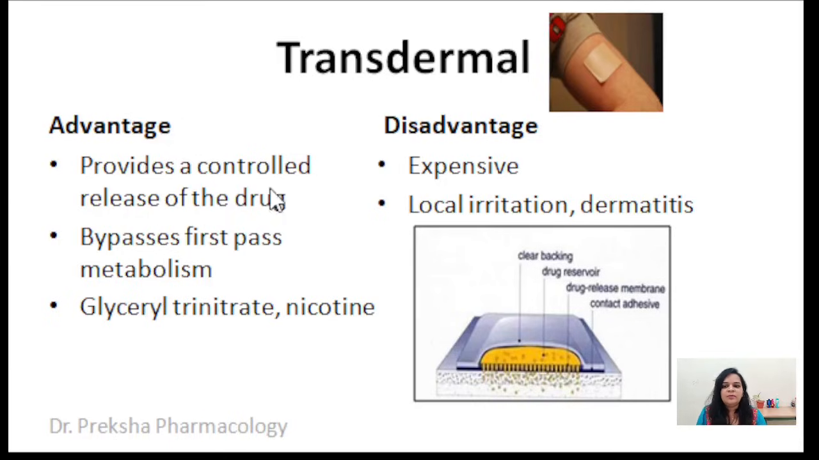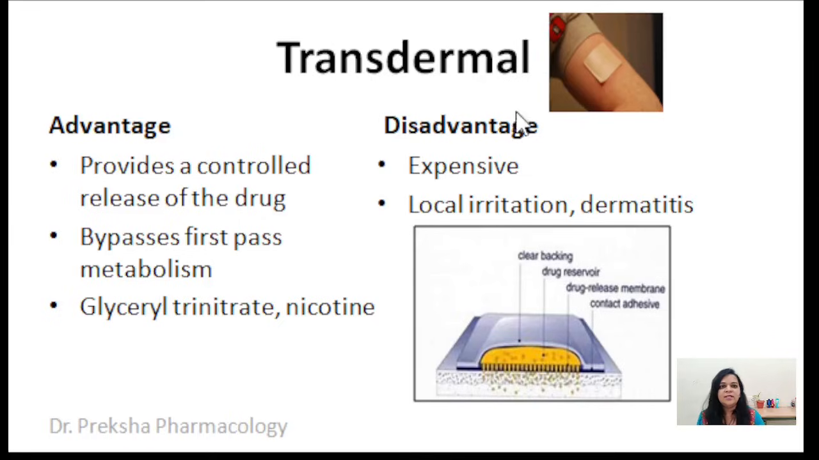and it will provide continuous smooth plasma concentration of the drug in the blood. It also bypasses the first pass metabolism. For example, glyceryl trinitrate and nicotine patch that you can give by transdermal route. Disadvantage of this route is it is expensive and it can cause local irritation and dermatitis.